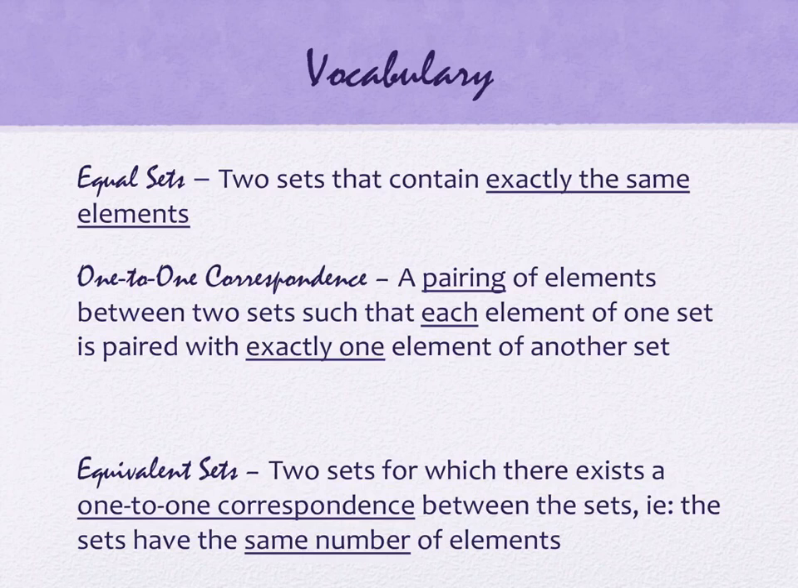Equal sets. Equal sets are two sets that contain exactly the same elements. Okay, so they are really the same. They're not just equal in the sense that they're identical, right? Identical sets are what equal sets are. A one-to-one correspondence is a pairing of elements between two sets, such that each element of one set is paired with exactly one element of another set.